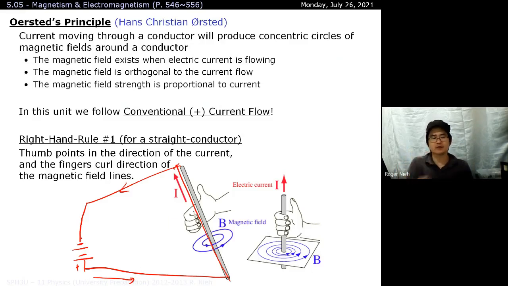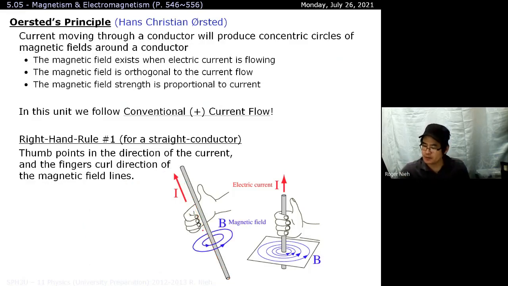And our fingers will tell the reader which way the B fields are cycling. So you can see in the first example, the B fields are traveling towards the left, behind the conductor, just like how your hand would be if your hand was behind the conductor. And in front of the conductor, the B fields will be traveling towards the right.